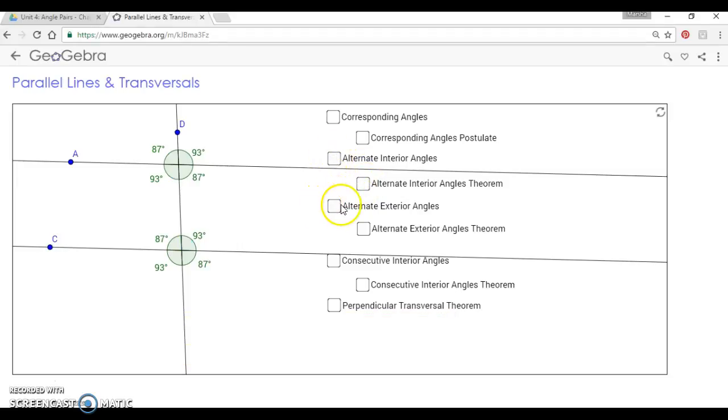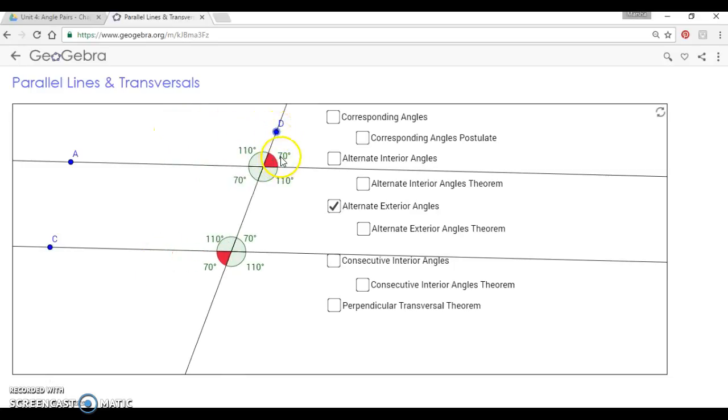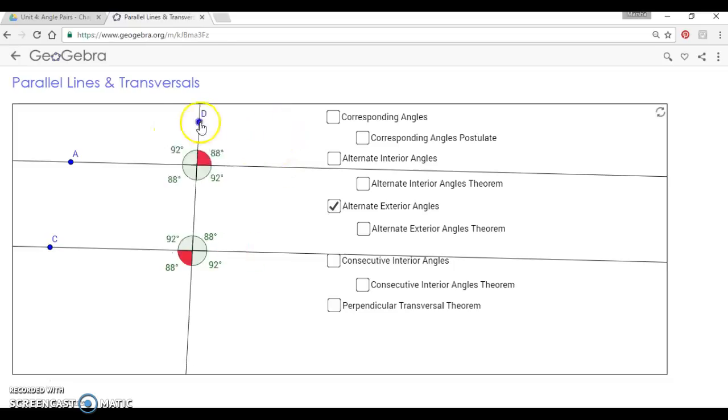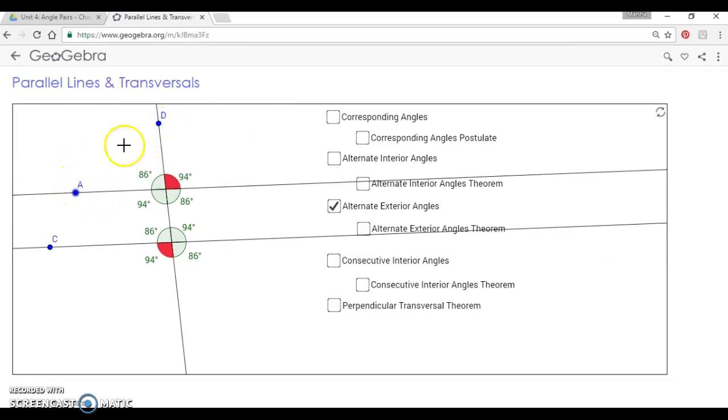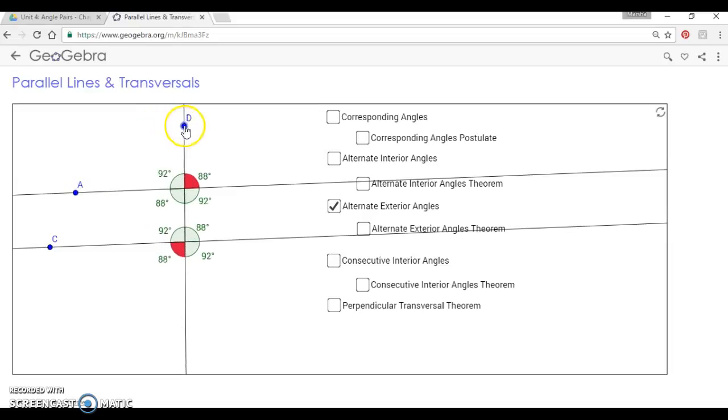All right, let's look at our next pair, alternate exterior angles. Alternate exteriors, you'll recall, are outside the two lines, in this case outside the two parallel lines, and on opposite sides of that transversal. So in this case we see a pair in red. We've got the 93-degree measure up here and a 93-degree angle there. Move the transversal, 70 and 70. Let's try moving our parallel line. We've got a 94 and a 94.